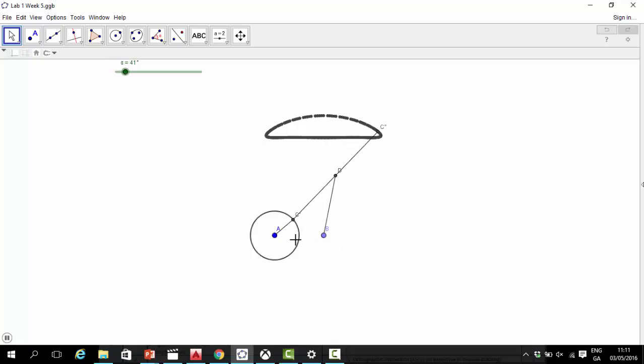As you can see, B and A are fixed, so they don't move. It's only C1, D, C2 that move, and C2 plots all the points of the locus. As it rotates from this half to this half, it draws a flat line, and from this half to this half, it draws a curve, like so.